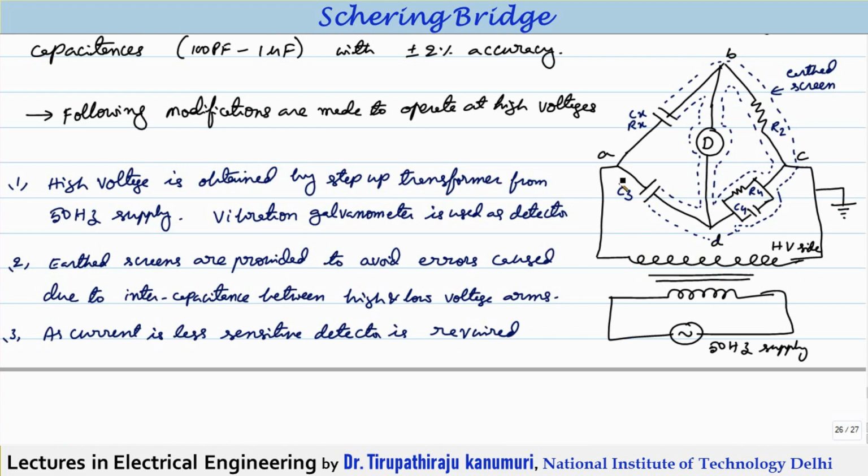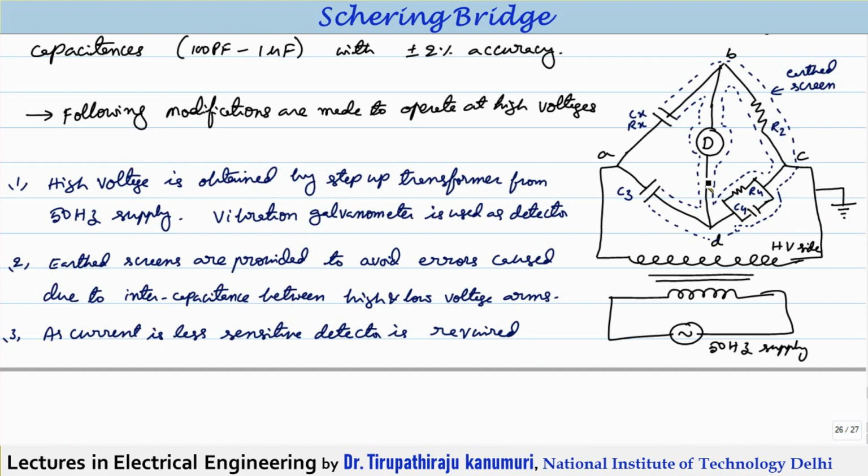As the high voltage is given to the circuit, we have to take care, because tuning of C4 and R4 is done manually by people. Whichever person is operating this, you should have the safety. So in order to provide safety, some modifications will be required here. Let us see them one by one. First one is earthed screens are provided to avoid errors caused due to intercapacitance between high and low voltage arms. What are these high and low voltage arms? We are going to discuss in the coming points.